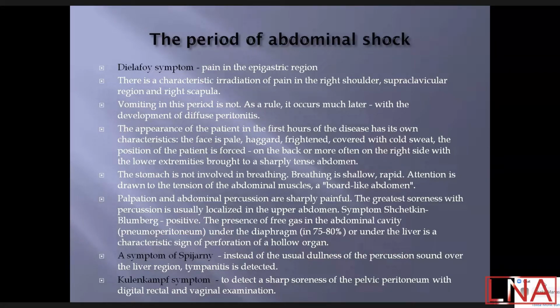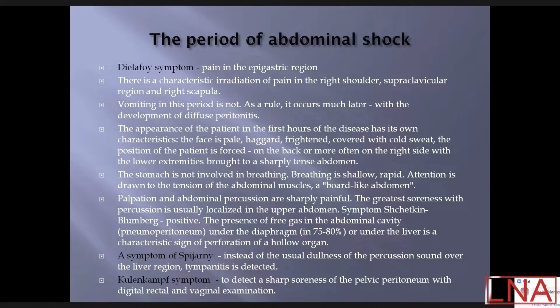So next, palpation and abdominal percussion are sharply painful. The greatest soreness with percussion is usually localized in the upper abdomen. The Schoenberg symptom is always positive. The presence of free gas in the abdominal cavity, pneumoperitoneum, under the diaphragm in 75 to 80%, or under the liver, is characteristic of perforation of hollow organs.